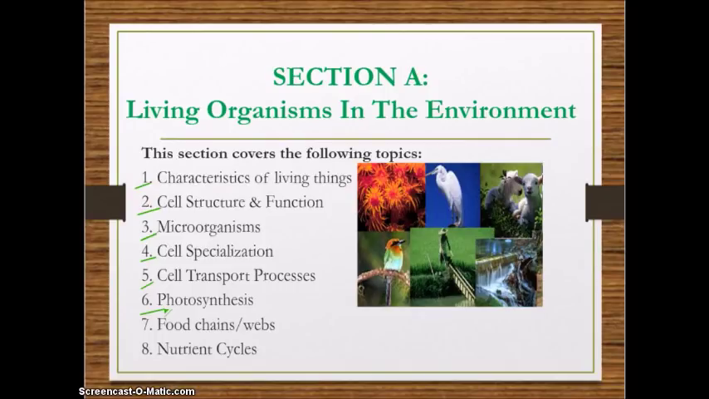The sixth topic would be photosynthesis. So how plants make their own food. You should know how to test the leaf for starch, the photosynthesis equation, of course. So that would be included in that topic. The seventh topic, food chains and food webs. So knowing about producers and the different types of consumers and how energy is transferred in the food web and the food chain. And then the final topic in this section A would be nutrient cycles. So we're looking at how carbon and nitrogen are cycled in the ecosystem. So also you should know the role of decomposers in each of these cycles, both the carbon and the nitrogen cycle.